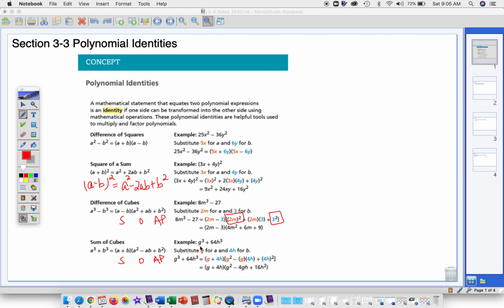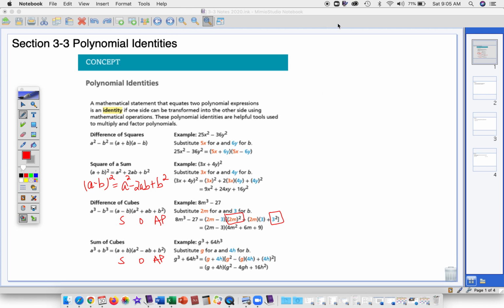The next example, we've got g cubed plus 64h cubed. The cube root of g cubed is g. The cube root of 64h cubed is 4h. So that's our binomial, again with the sum now because this is a sum. The trinomial, we square g, we square the 4h at the other end, and in the middle it's their product. So minus, because this was a plus, g times 4h. So that becomes minus 4gh in the middle.